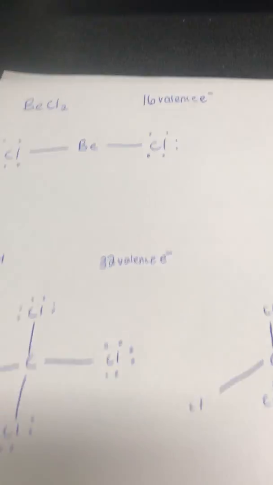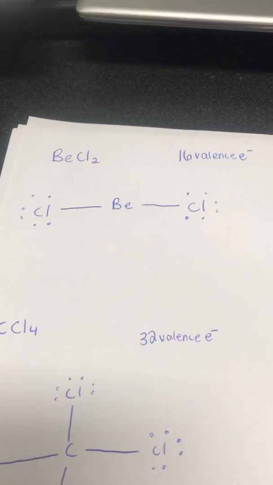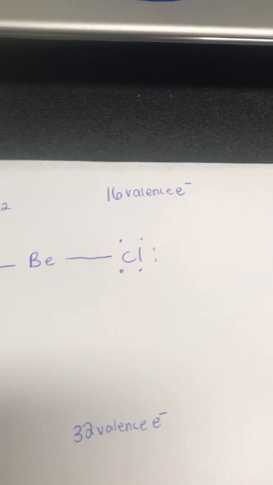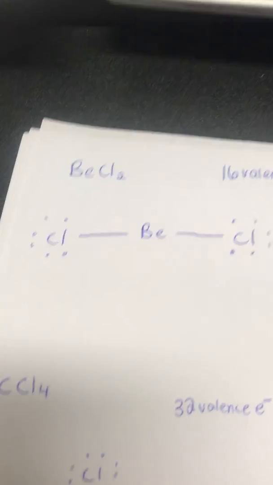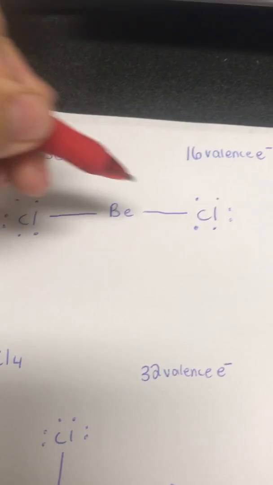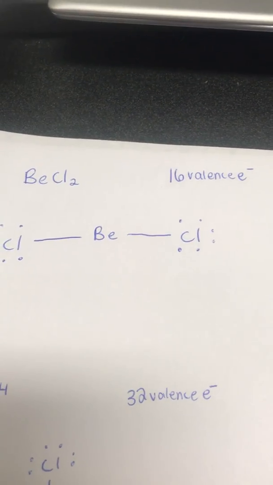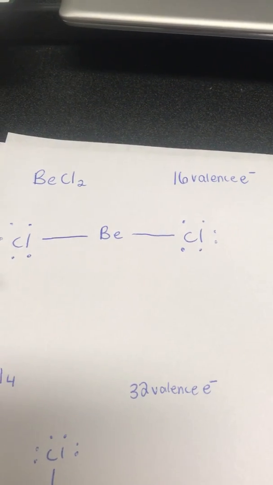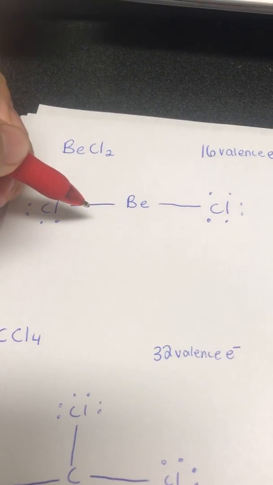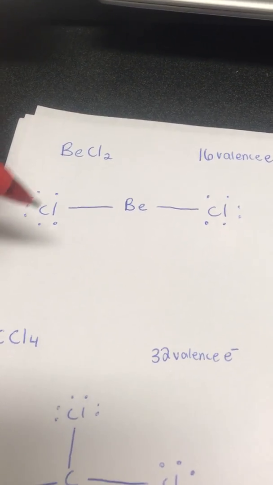Next, we have BeCl2. I've drawn the Lewis structure, but let's check to make sure I've drawn it correctly. I've calculated that there are 16 valence electrons. We have 1, 2, 3, 4, 5, 6, 7, 8 pairs, 2 electrons in each pair, 16 valence electrons. There are 2 domains, so we will have a linear domain geometry here.